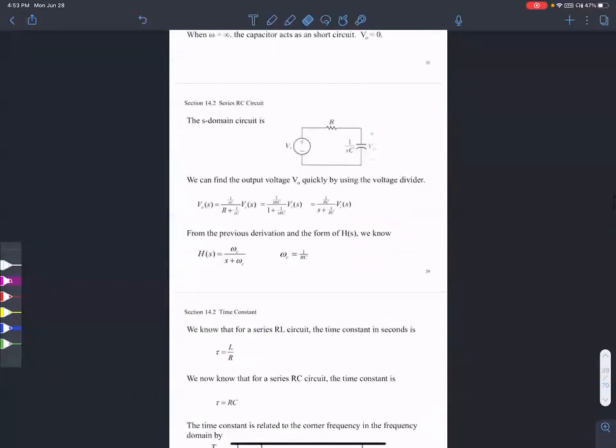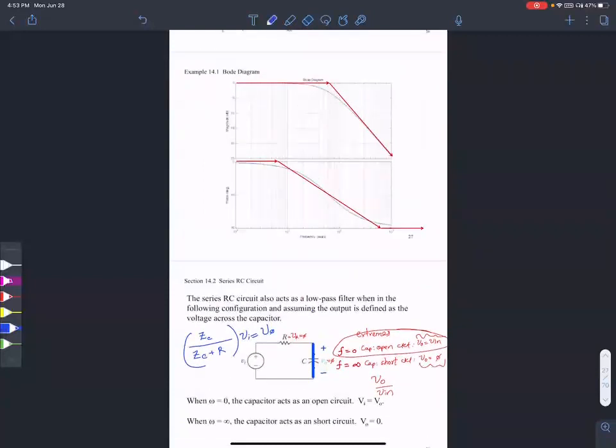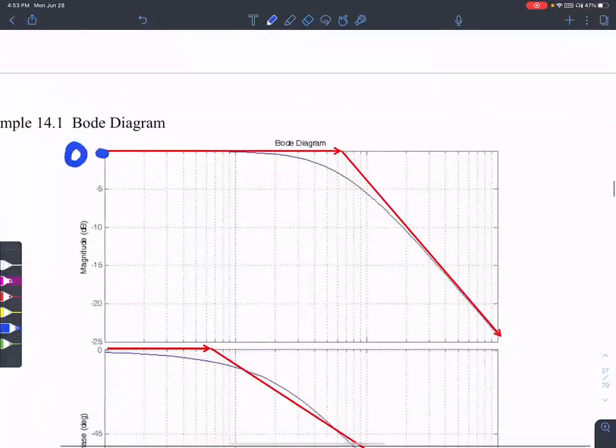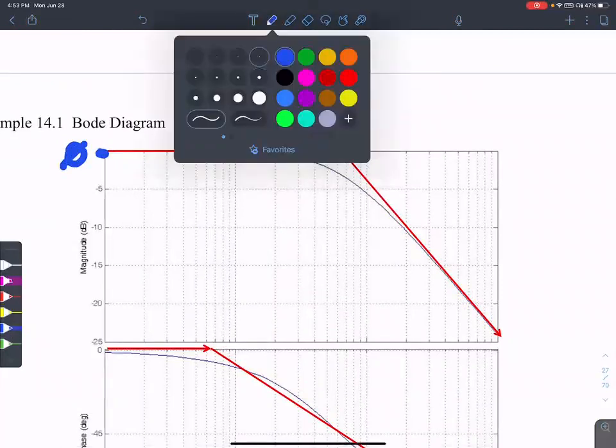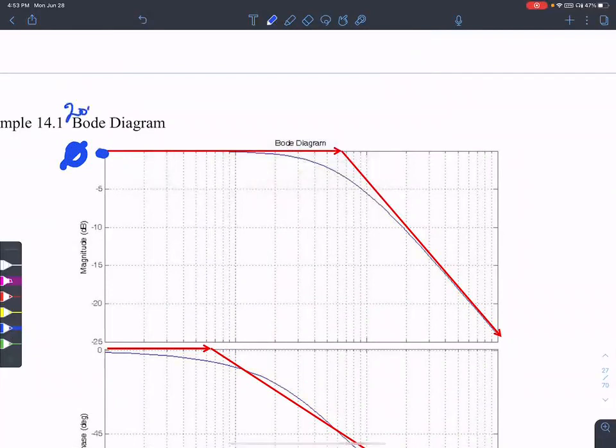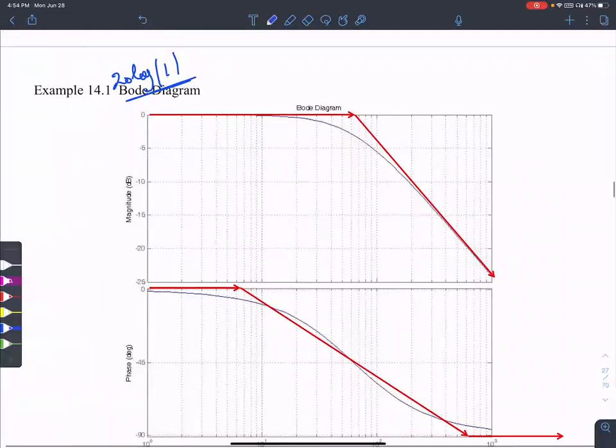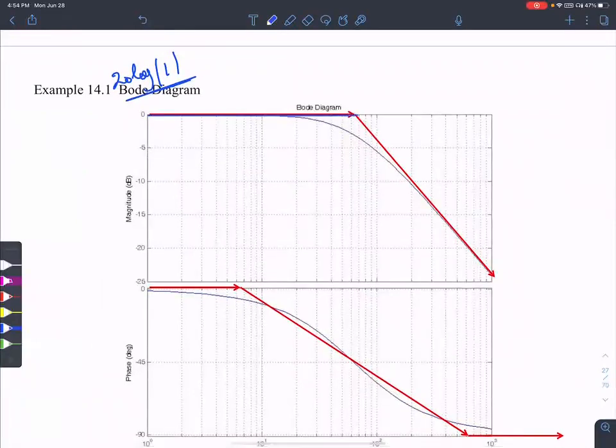So it begins at 1. 20 log of 1 is, when you write it in dB format, 20 log of 1, then it's going to be 0, right? So it begins at 1 and falls towards 0. That's the idea of a low pass filter. An ideal low pass filter should have this kind of response, right?